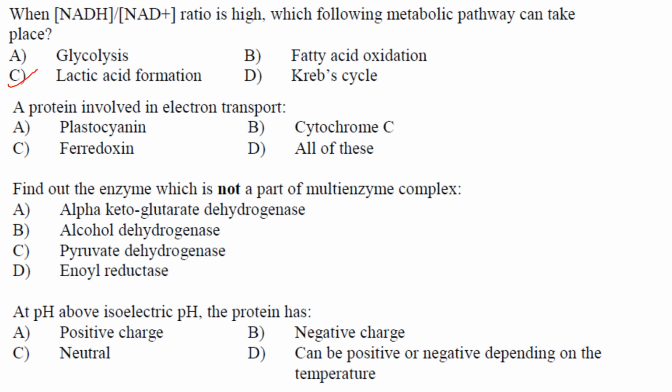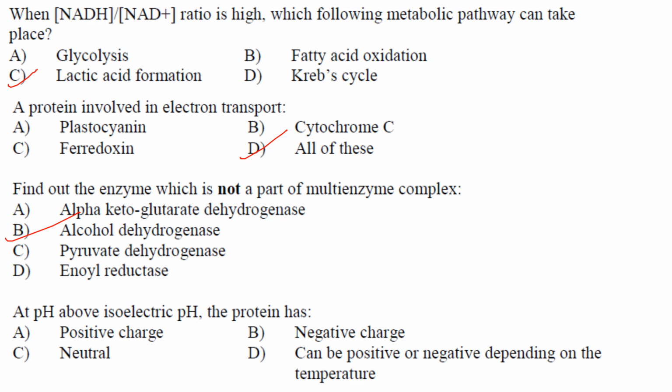A protein involved in electron transport: plastocyanin, ferredoxin, cytochrome C, all these are involved in electron transport. Find out the enzyme which is not a part of the multi-enzyme complex. Alpha ketoglutarate dehydrogenase is a multi-enzyme complex. Alcohol dehydrogenase is not a multi-enzyme complex. It catalyzes the conversion of ethanol to acetaldehyde.